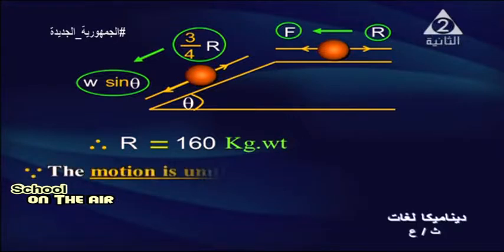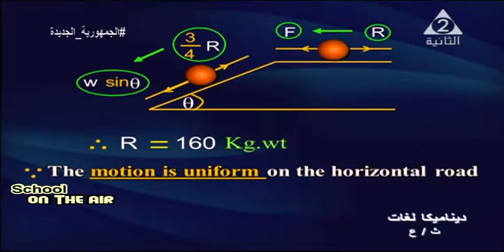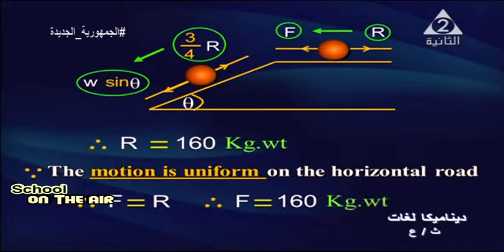In the horizontal road, the motion is uniform. Then the engine force F equals the resistance R. Then the force F equals 160 kilogram weight. Then the engine force of the car equals 160 kilogram weight.